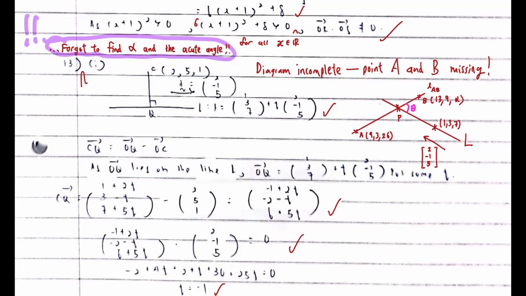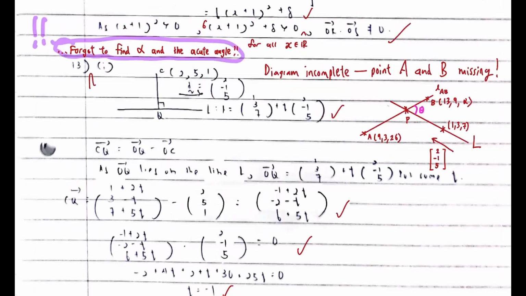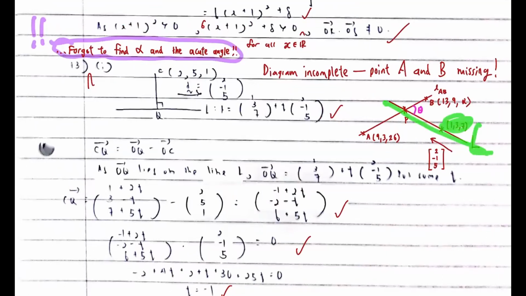This diagram is the translation of whatever English words they gave you. The equation of the line L is r equals (1, 3, 7) plus t times (2, -1, 5). So I label a line capital L here. Then there's a point (1, 3, 7) and a direction vector (2, -1, 5).